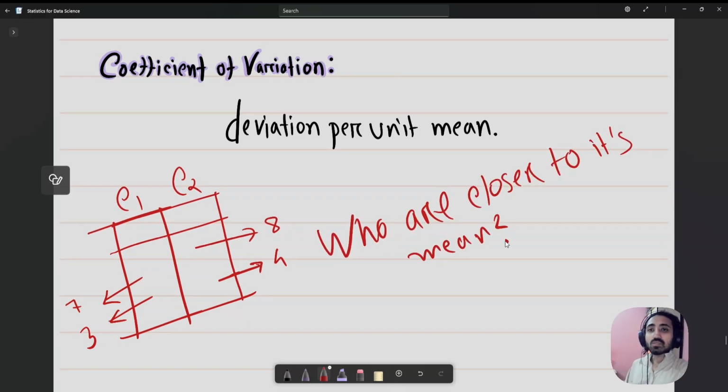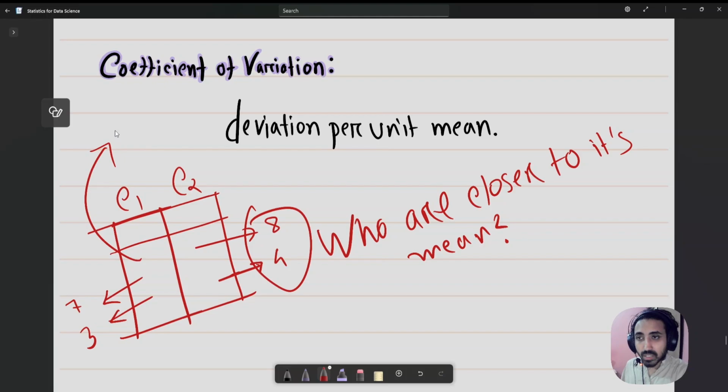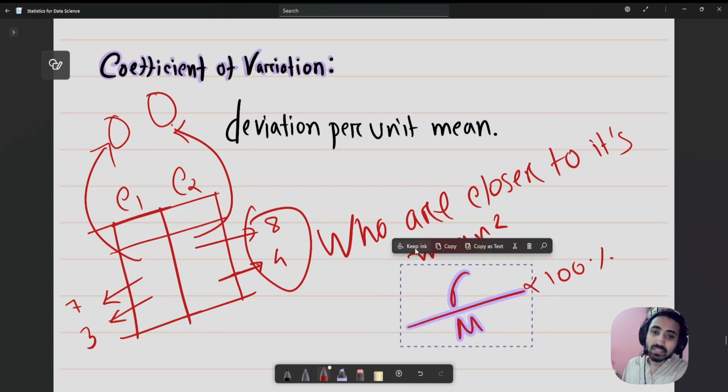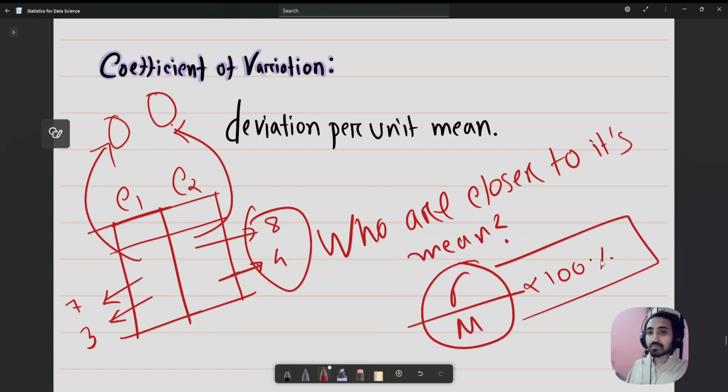So that is why we need coefficient of variation, as the means of these two are not the same. We need to measure how much it is deviated per unit mean. If we calculate how much it is deviated per unit mean for each, we can actually have an idea of who is closer to the mean. So the deviation per unit mean is measured by standard deviation divided by mean, into 100, and the value is in fraction, that is why we measure it in percentage. So this is how coefficient of variation is measured.